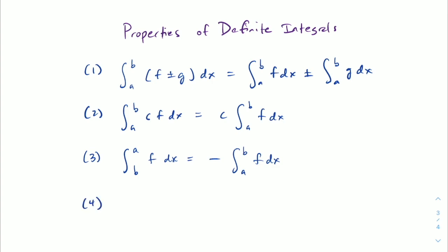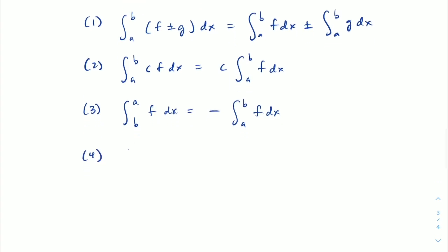And then the last property, if we have an integral from a to b, and we add it to an integral from b to c, that can be combined into a single integral from a to c.